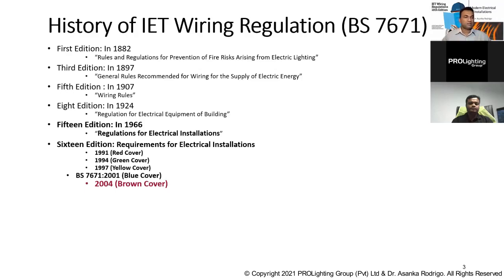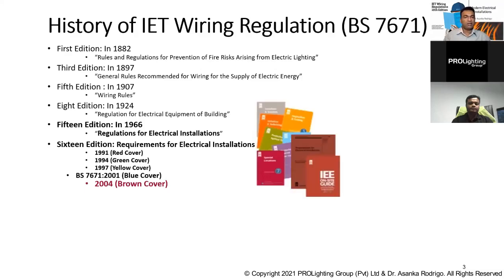Then there was the 16th edition, published in 1991 with a red cover. There were several amendments from time to time, and they published those revisions in different years with different colors, like green and yellow. These are the older ones. Then in 2004 it was published with a brown cover, as you can see here, but all of them were named the 16th edition.